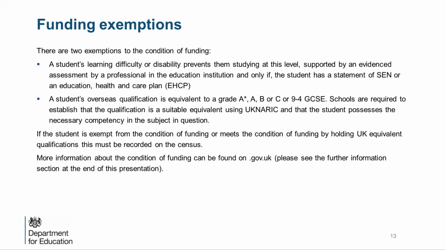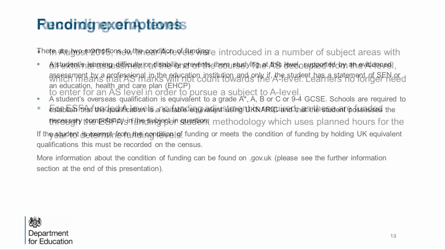This will be recorded as code L. The student has a recognised overseas equivalent qualification. This will be recorded as code O. The student has met the GCSE condition of funding as they hold an approved equivalent UK qualification. This will be recorded as code U. And finally, if the student does not have an exemption, this will be recorded as code N.